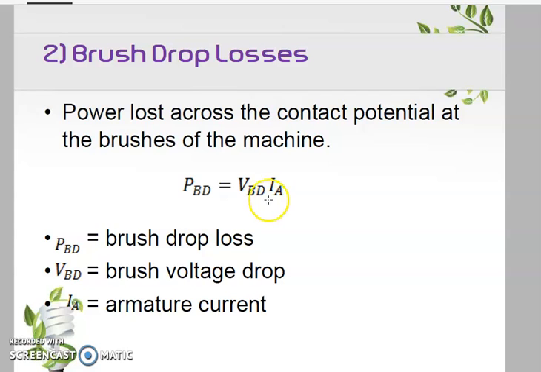brush. So P equals VI. So V of the drop times the armature current that transfers from the circuit into your rotor, or from your rotor from generator into your armature.